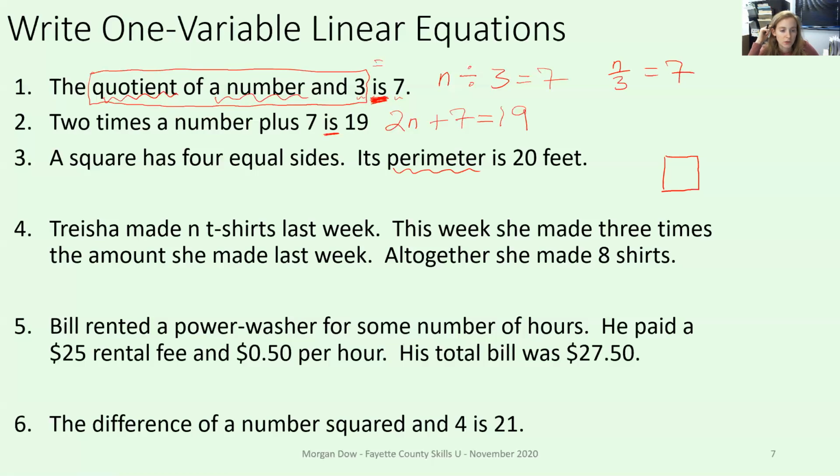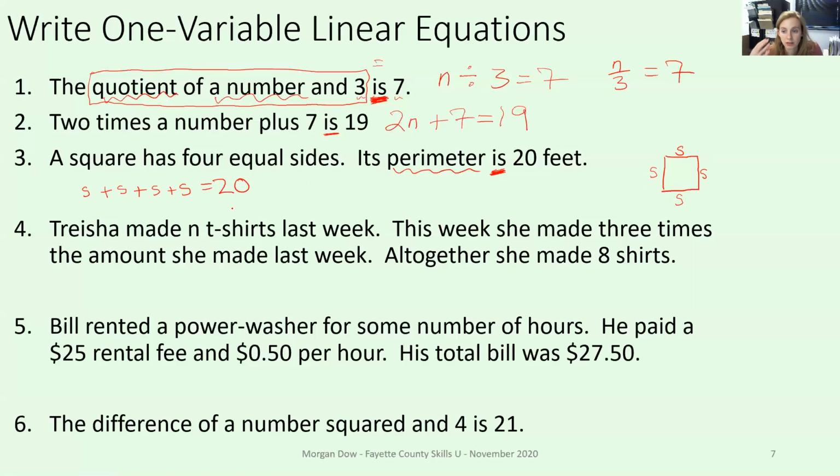So this says a square has 4 equal sides. Do we know what the side length is? We're not told what the side length is, right? That's a missing piece of information. So whatever the side length is, I'm going to call it S for side length. So the side plus this other side plus this other side plus this other side is 20 feet. So I could write that in a couple of different ways. I could say S, the side, plus the side, plus the side, plus the side is equal to 20.